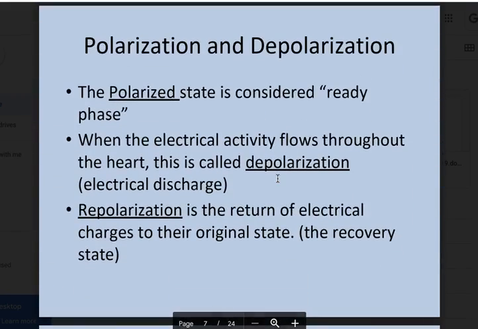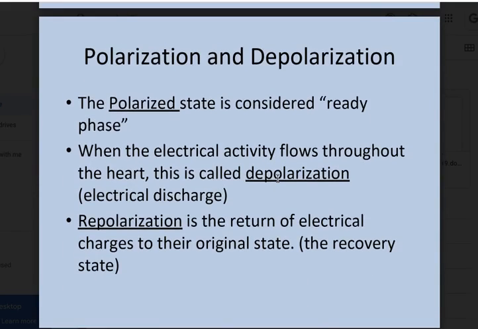Alright, y'all need to know these words too for your test. All of this on this PowerPoint is things that I've just taken from this chapter of your book, and that you do need to go memorize on the test. I like to make flashcards. It's totally up to you how you want to do this. But the polarized state is considered the ready phase. When the electrical activity flows throughout the heart, this is called the depolarization, or the electrical discharge. And then repolarization is the return of electrical charges to the original state, aka the recovery state.